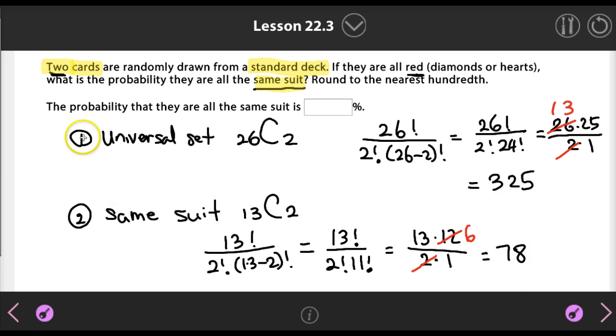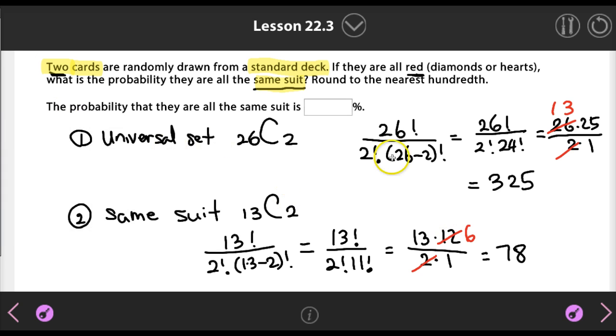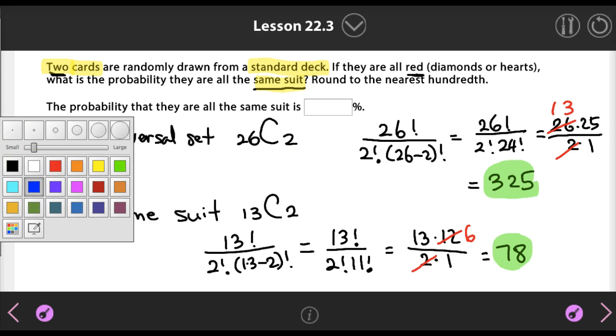So then we're not done yet. We just got 2 numbers, okay? And you don't even know what they are yet, okay? 325 is all kinds of different ways you can get 2 cards that are red, okay? What is 78? All kinds of different ways that you can get the red cards that happen to be the same suit. They're either both diamonds or both hearts. So what is the percentage on that? Well, that would be the easy part.